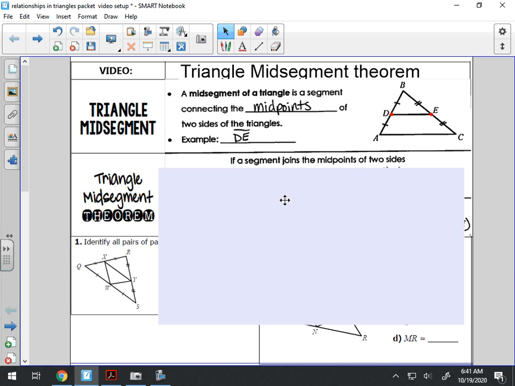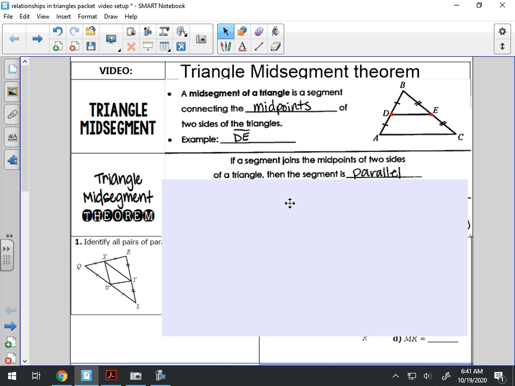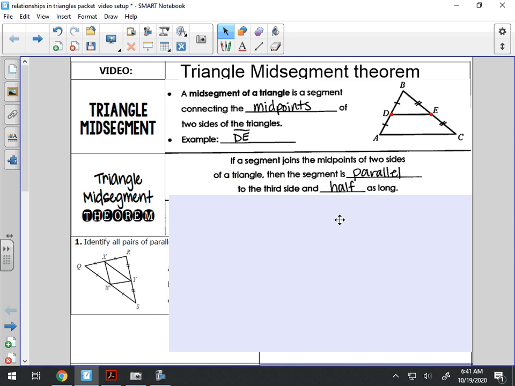So let's look at what math is in this theorem. If a segment joins the midpoints of two sides of a triangle, that is DE up here, then the segment is parallel to that third side. Okay? So let's look at our picture up here. I'm going to put in a symbol here that shows you these two pieces are parallel. So segment DE is parallel to side AC. It's going to be parallel to the side that did not get the two midpoints in it. And DE is going to be half the size of AC.